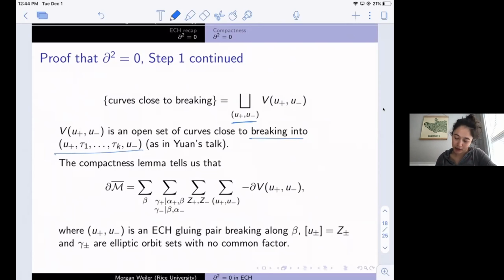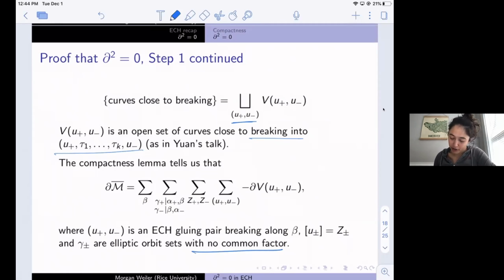And then you sum over all homology classes, and then elliptic orbit sets dividing alpha beta and alpha plus beta and alpha minus, and then sum over all orbit sets beta. So here beta is not admissible necessarily. So yeah, here's what I said. U plus U minus is an ECH gluing pair breaking along beta. They're in the homology classes Z plus and Z minus, and gamma plus and minus are elliptic orbit sets with no common factor. So that's part of being an ECH gluing pair.